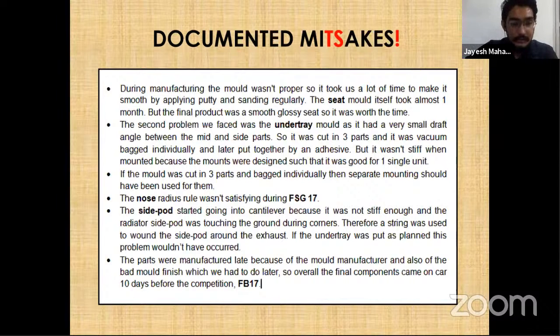See, we have also written that the nose radius wasn't satisfied during FSG 17. So this was a quite simple mistake, but it should actually pinch you. It should pinch you so that you won't make the same mistake again as well.